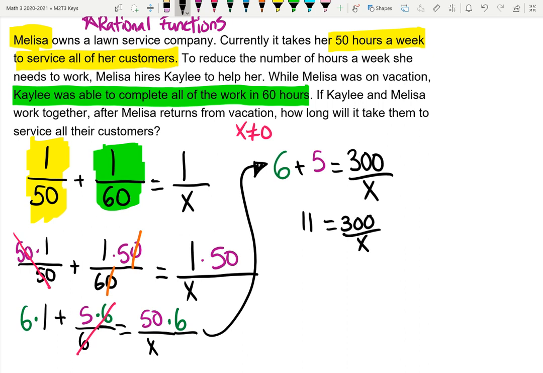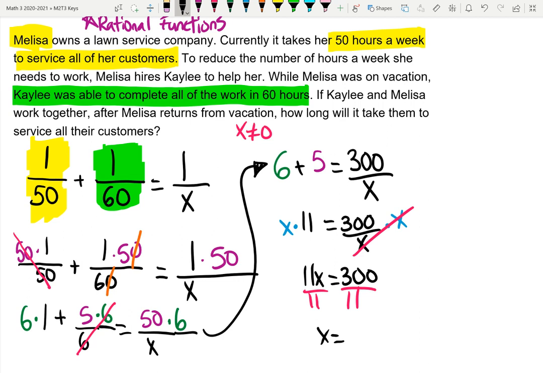And to get rid of this denominator, I'm going to multiply both sides by x. It's going to cancel, and I'm going to be left with 11x equals 300. And using inverse operations, I can divide each side by 11, producing my final answer, 300 divided by 11.